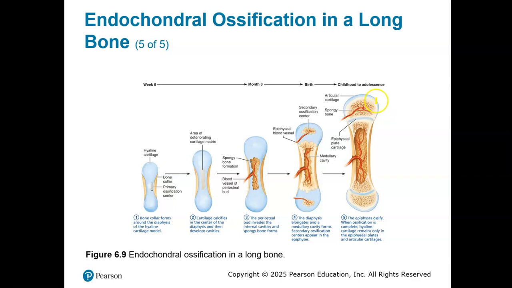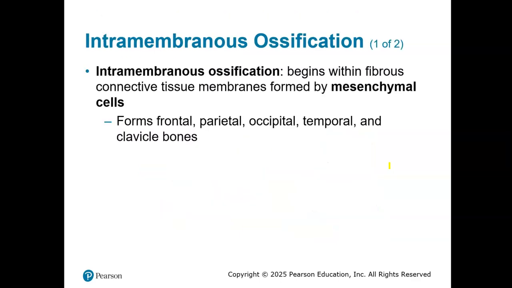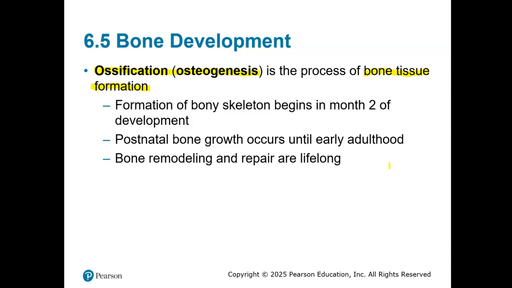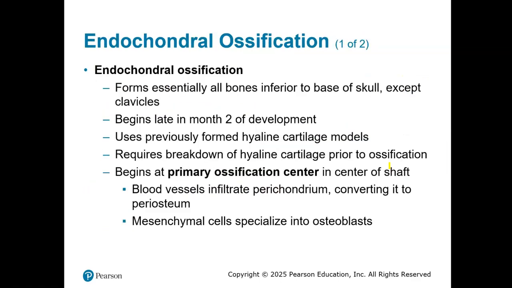And then articular cartilage is hyaline cartilage that is left at the ends of the long bone. And it's called articular cartilage because that is where the bone connects with another bone at a joint. So that's the 5 steps. We'll go back and make sure you have your notes.